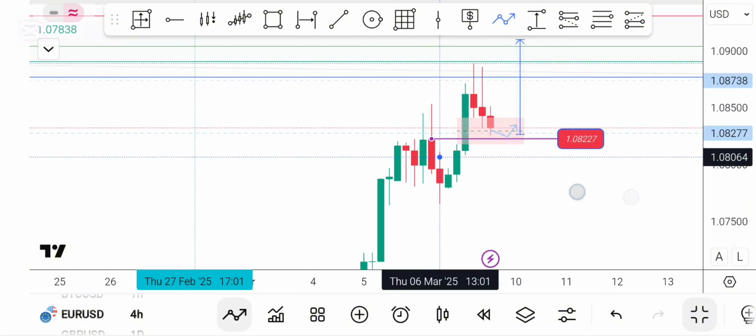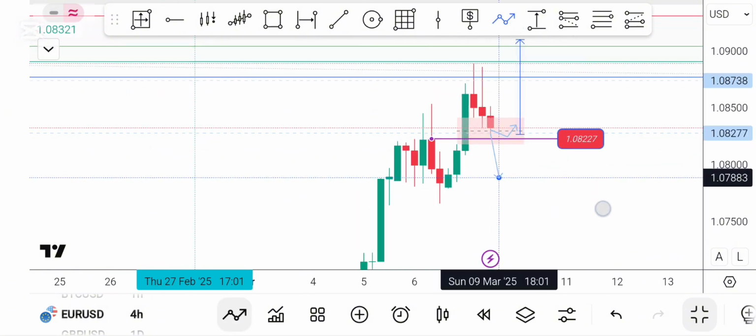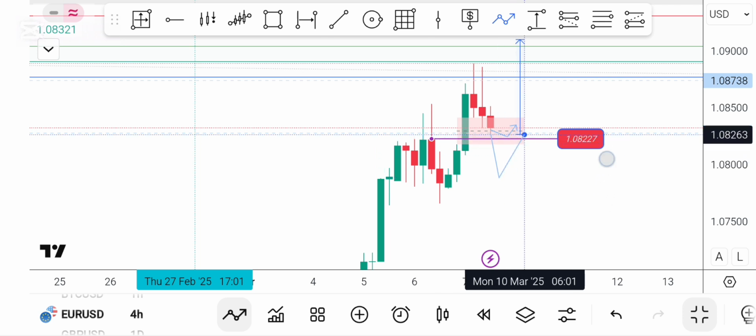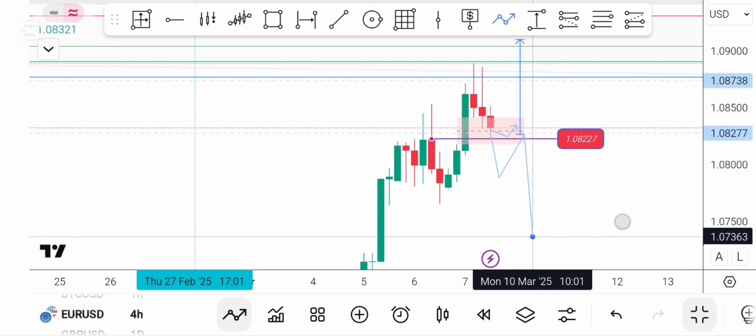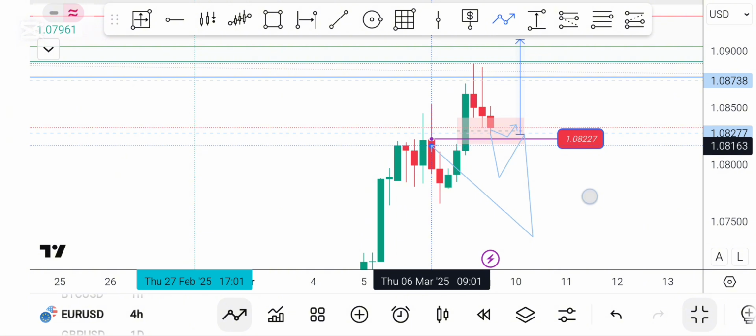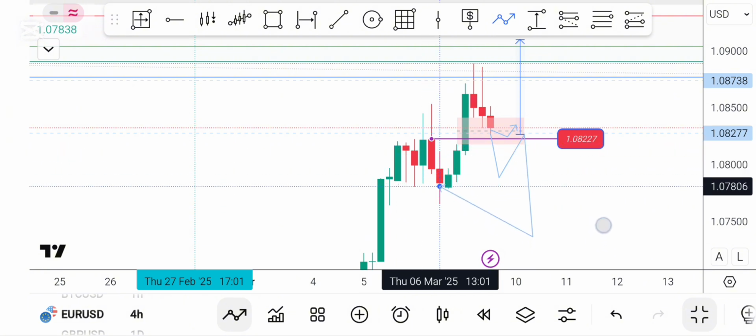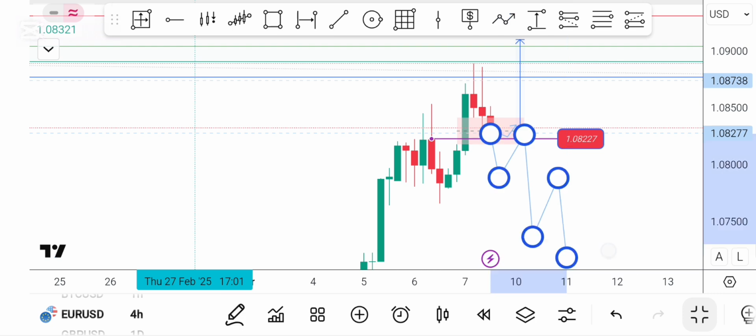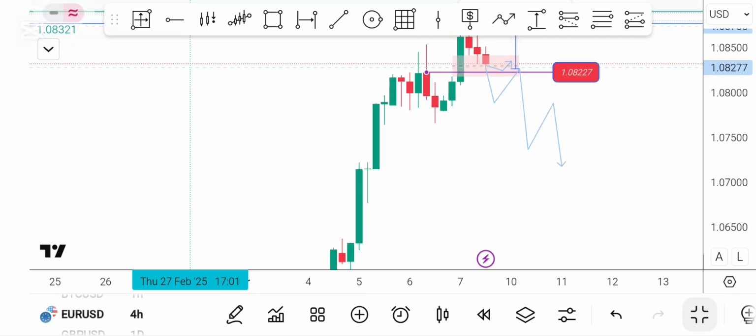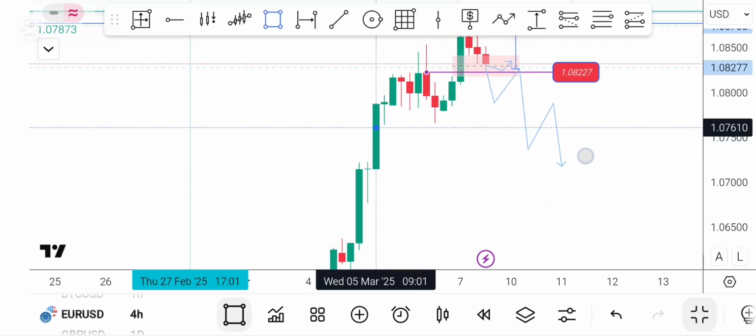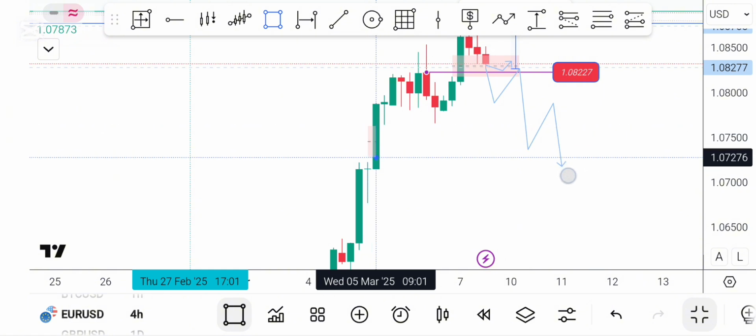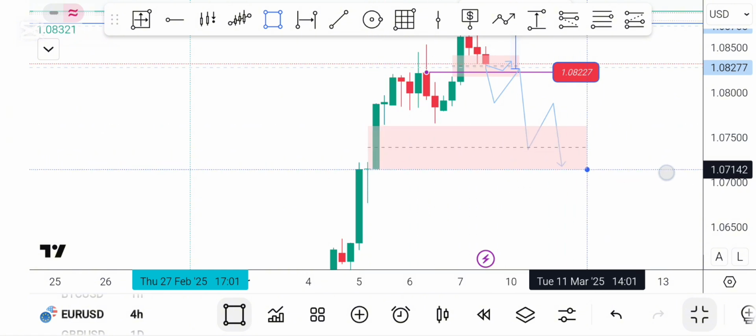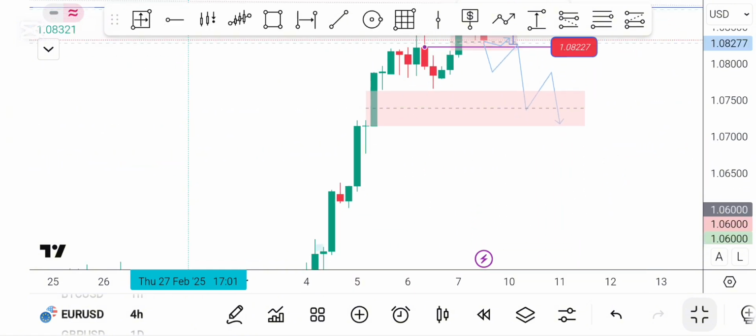But if we close below the consequent encroachment of this 4 hour fair value gap and trade lower, we could be looking at this candle to reverse its role. This bullish order block will reverse its role and act as a breaker block, and then we may see price move lower into possibly this other fair value gap right here, which is also a 4 hour fair value gap, this one, okay, and then maybe the one right down here.